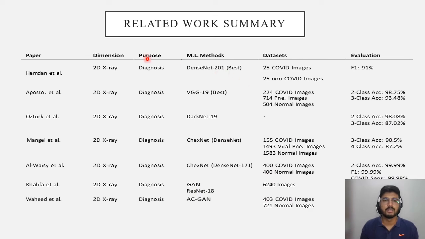Much work after that has been done in the field of diagnosis of COVID using 2D chest X-ray images. As you can see, most of the machine learning techniques use the transfer learning mechanism and use DenseNet, VGGNet, and Darknet architectures for this. This work is done on a small data set. As you can see, there are very few COVID images being used for training. So the sensitivity and the accuracy can be in question for these particular models because they have not seen a large variety of the COVID data set.